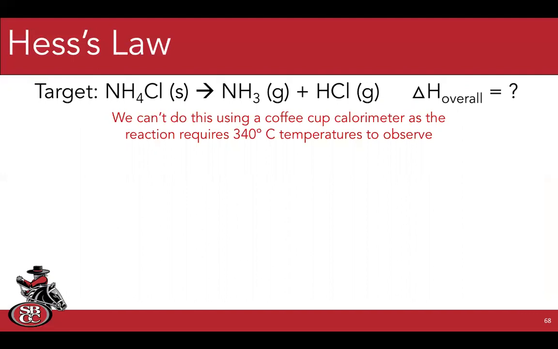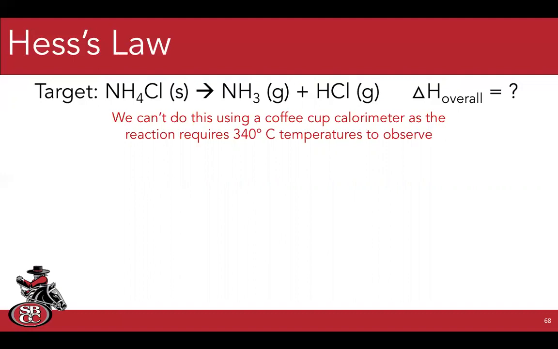So here's our target reaction. It's this ammonium chloride solid being heated up and forming ammonia gas and hydrogen chloride gas. And we don't know the delta H of this overall reaction. And we can't do this in our coffee cup calorimeter because it requires a temperature of at least 340 degrees C to start to see this decomposition. And so we can't do that and put that in water. It's going to melt the styrofoam, even if it's a simulated styrofoam.